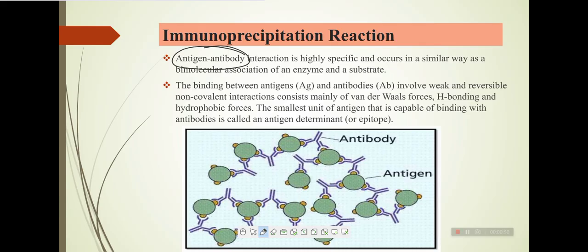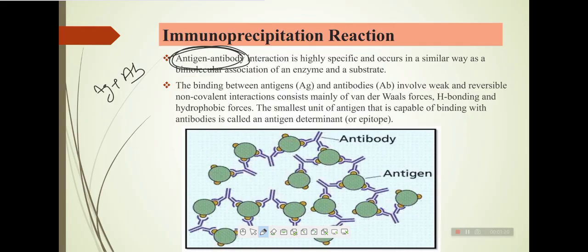If any question is asked, what is an immunological reaction, what is an immunoprecipitation reaction, what is an agglutination reaction, and in which substances this reaction will occur, don't confuse. The only answer is antigen and antibody. All reactions take place between antigen and antibody.